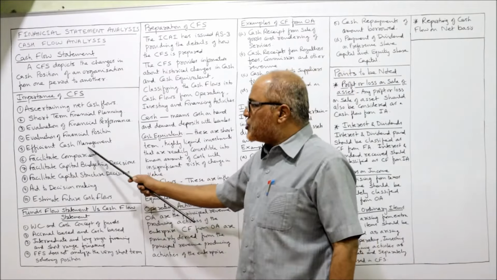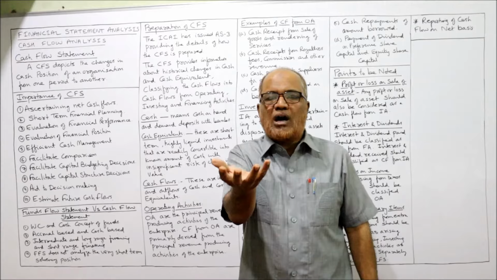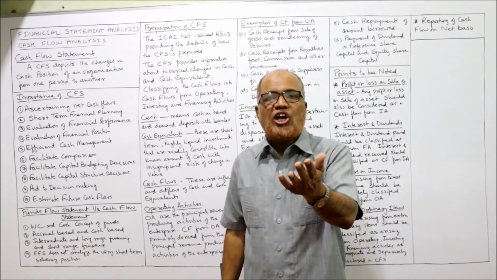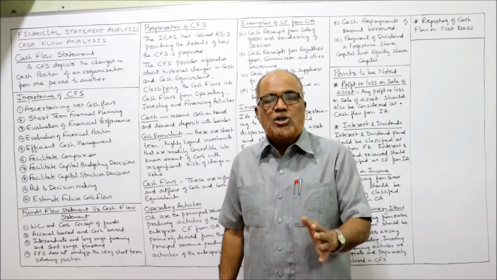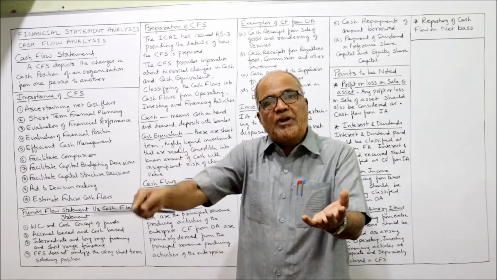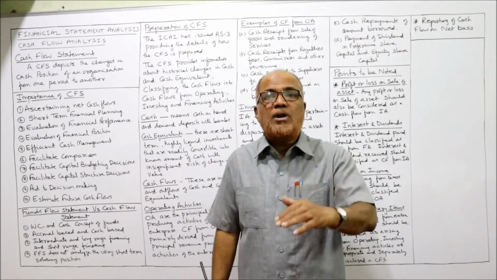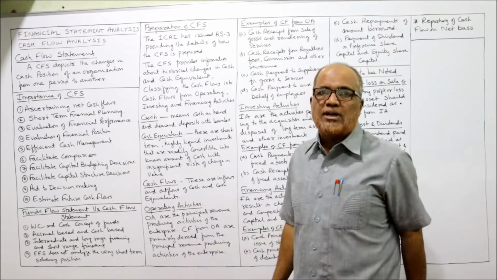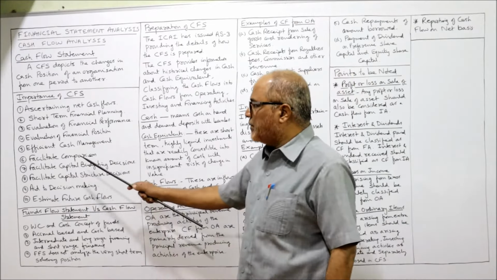Next one is efficient cash management. See here, cash should neither be in shortage nor should there be excessive cash. If we hold excessive cash, our profitability will come down, because idle cash will not generate any income. It will incur cost. So properly we should utilize it. If a business is having surplus cash, it should be invested so that it earns some return. So in this way, cash management can be done with the help of the cash flow statement.